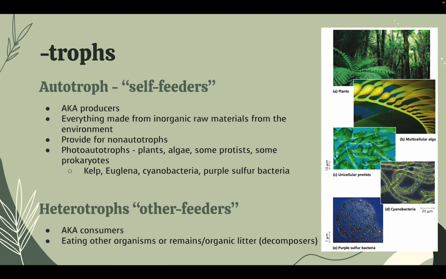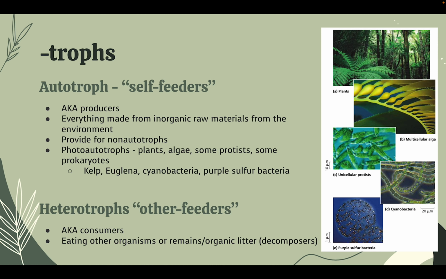So we'll introduce the idea of trophs. An autotroph is a self-feeder, and they're also called producers because they make everything from inorganic raw materials from the environment. And they provide for non-autotrophs, which usually eat them or absorb them. Photoautotrophs, which are a subtype of autotrophs, make their energy from using light, and these include plants, algae, some protists, and some prokaryotes. And those are just some examples of some photoautotrophs.